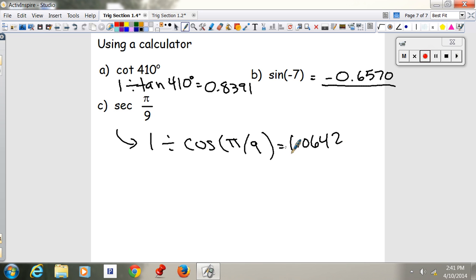Are you still in degree mode? You should be in radian mode again. The last two are both radian. It's only degree mode if you see a degree. If you don't see anything, it's always radians. They will give you degrees, then you know it's in degree mode. All right, that is it for 1-4.